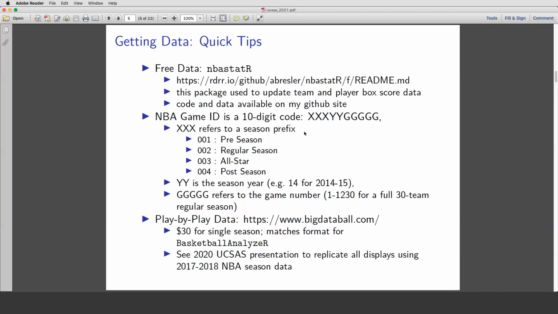One thing I learned going through this process is the NBA uses a game ID, which, as with most database management, you need some type of unique identifier. This is what the NBA uses. And once you get familiar with this lingo, you can update some of the entries for this package, NBA Stat R, and you can get preseason data if that's what you want, regular season, all-star games, playoffs.